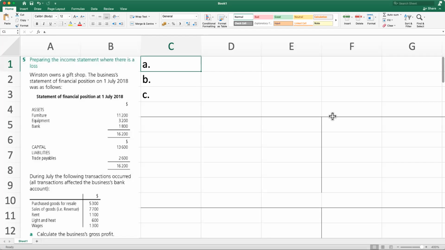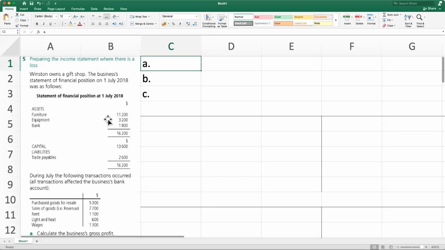Looking at practice questions 2.7 to 2.9. Question number 5, preparing the income statement where there is a loss. Vincent owns a gift shop. The business's statement of financial position on 1st of July 2018 was as follows. So these are the information given: your assets, your capitals, your liabilities.